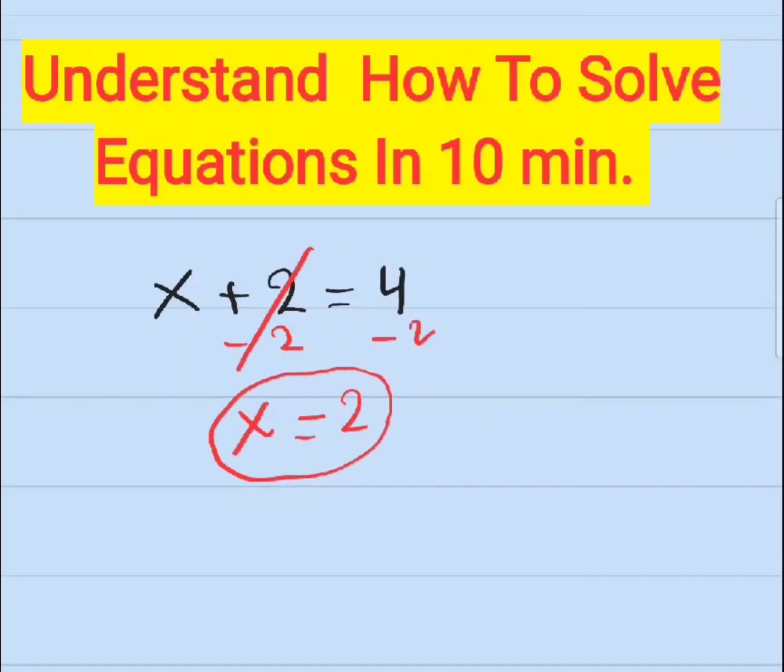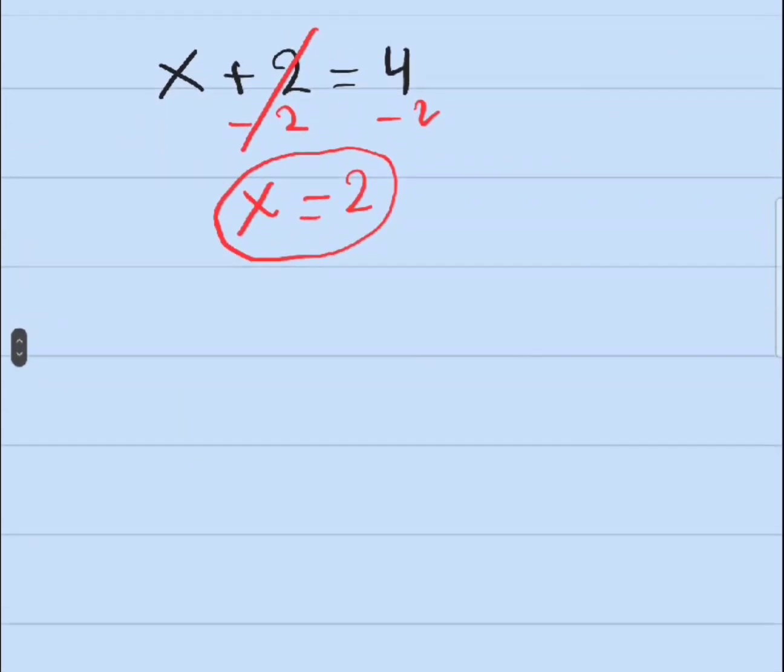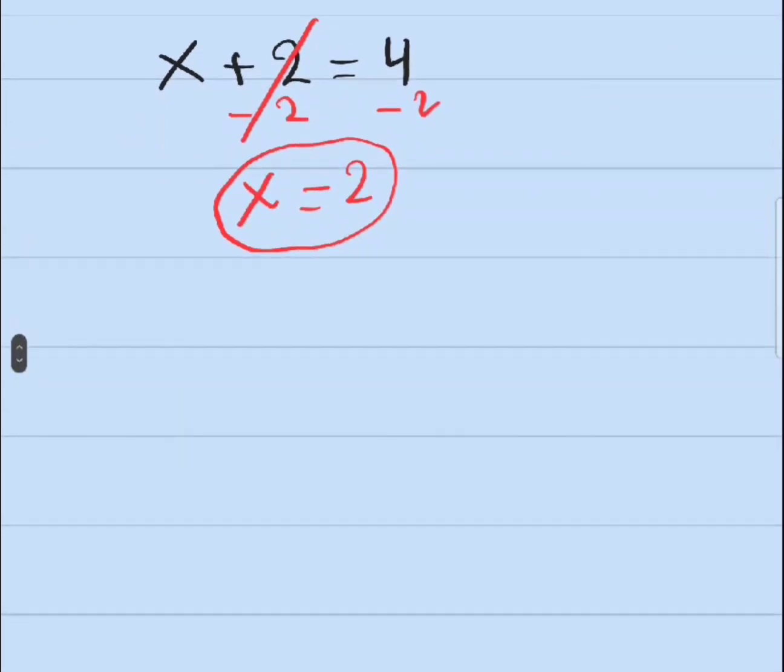Remember, the objective is I want to get x equal to some value. And what I did here was I subtracted 2 from both sides of the equation. Remember, whatever you do on one side of the equation, you have to do to the other side of the equation as well.